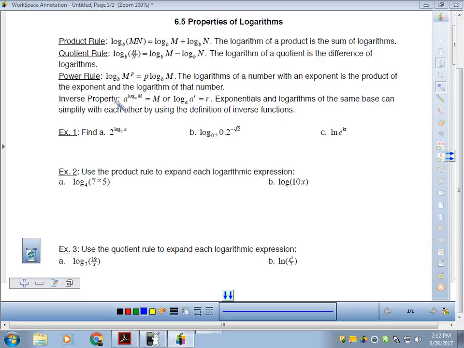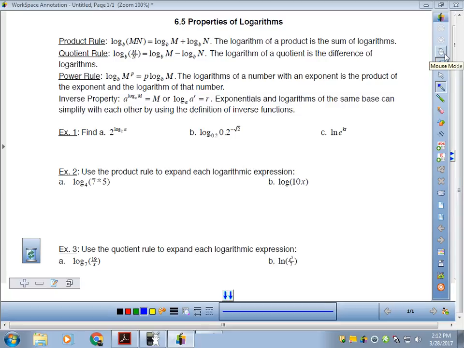The last one is our inverse property, which we talked about in 6.4. But just remember that if you have an exponential and a logarithm with the same base, they can cancel out, and you just end up with whatever was left. So here, exponential base a, log base a cancels out. All we have left is n. Here, log base a, exponential base a cancel out. All we have left is r. So just remember that property.